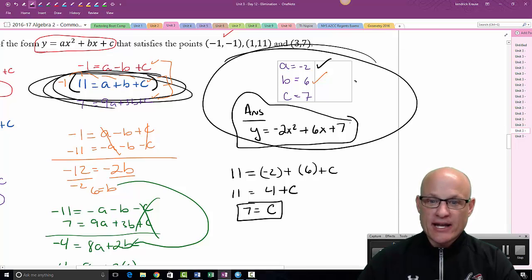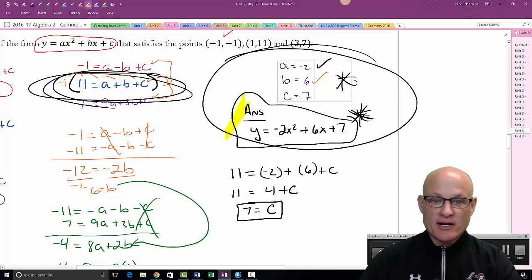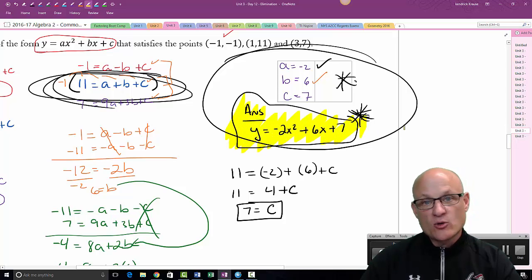All done. And I don't have to do any more work, because I actually have my answer. My answer is right here. And actually, this is my answer. This is the final answer right here. This is part of my work, but here, I'll highlight it. This is my answer, because it's asking for, what is the equation?